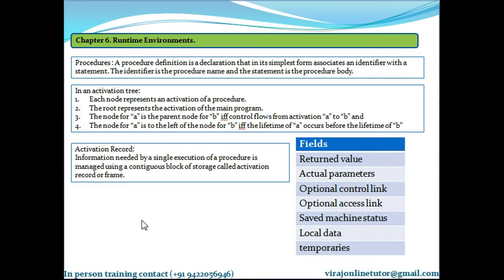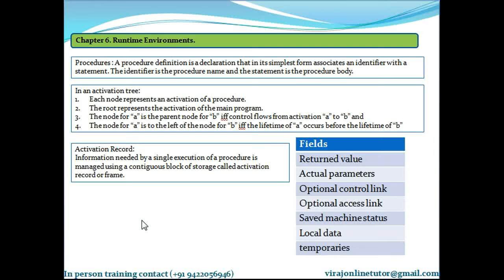Hi everyone. So now I'm going to start with the next chapter on compilers, which is runtime environments. The allocation and deallocation of the data objects is managed by the runtime support package, which consists of routines which are loaded with the generated target program. Each execution of a procedure is referred to as an activation of the procedure. If the procedure is recursive, several of its activations may be alive at the same time.